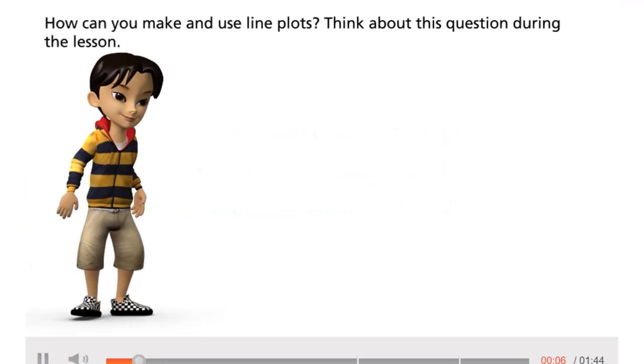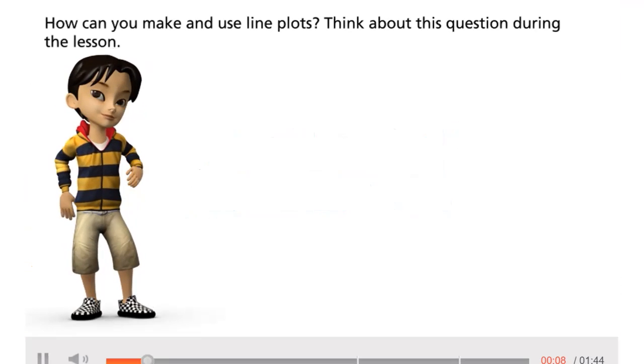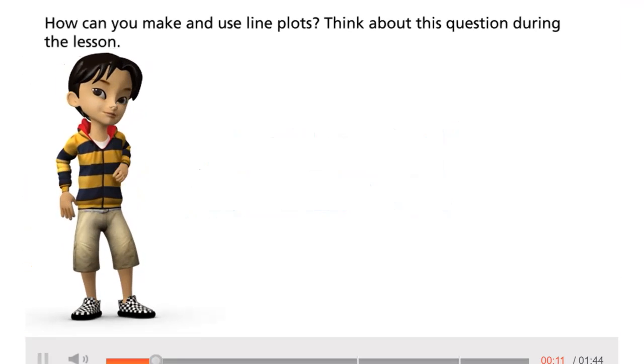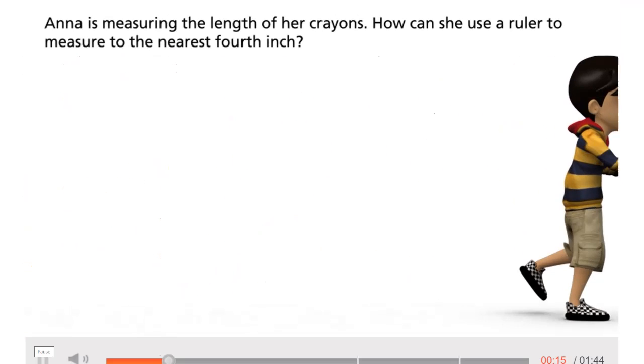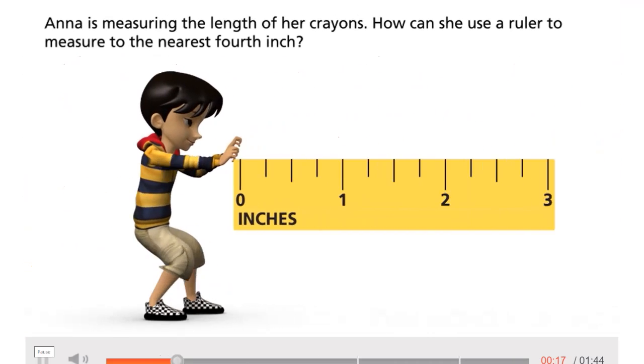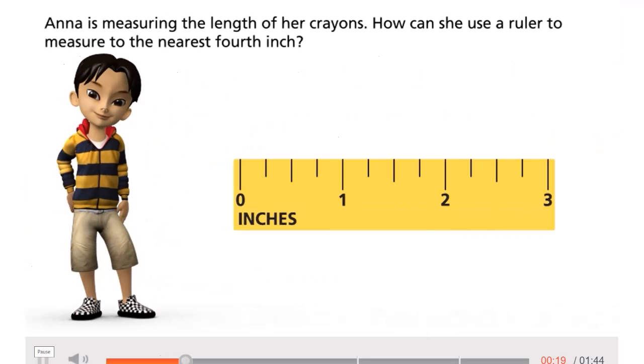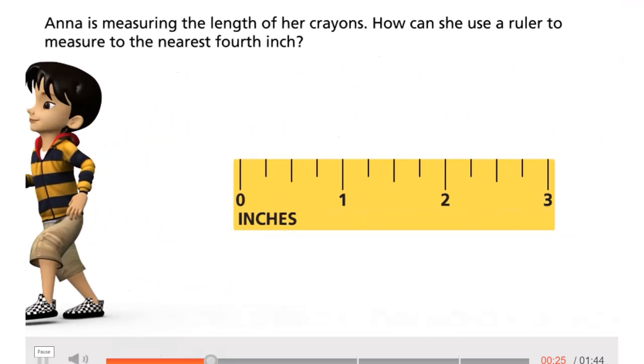How can you make and use line plots? Think about this question during the lesson. Anna is measuring the length of her crayons. How can she use a ruler to measure to the nearest fourth inch?